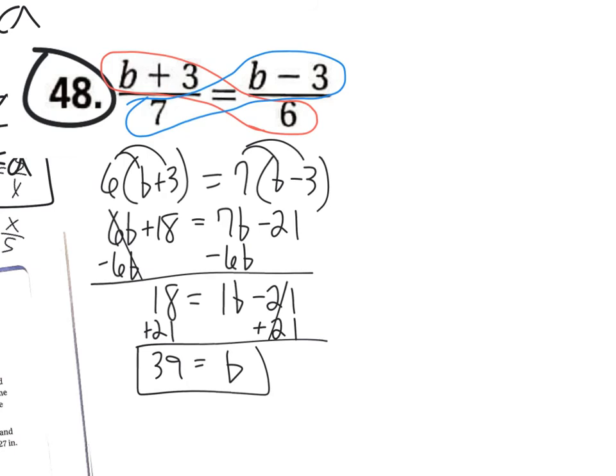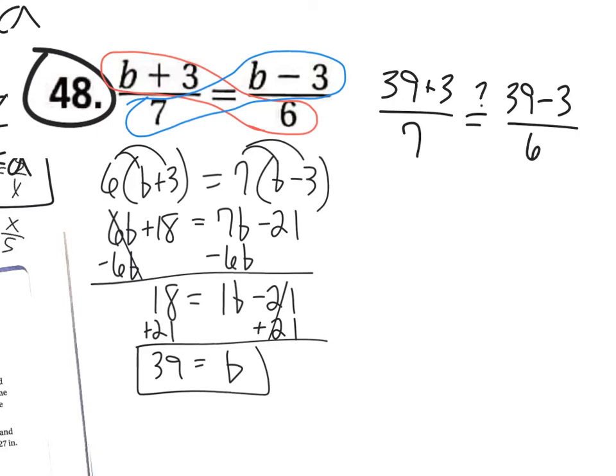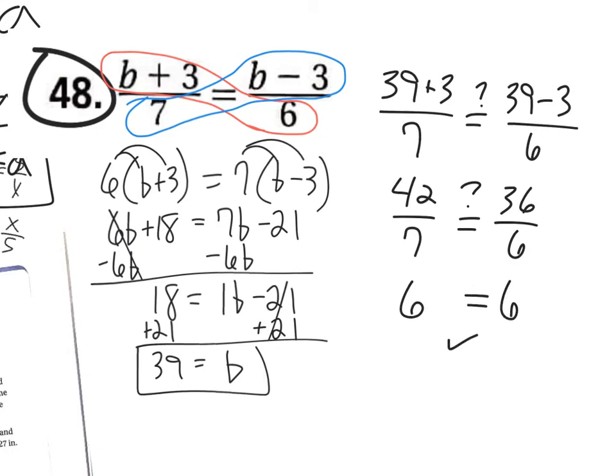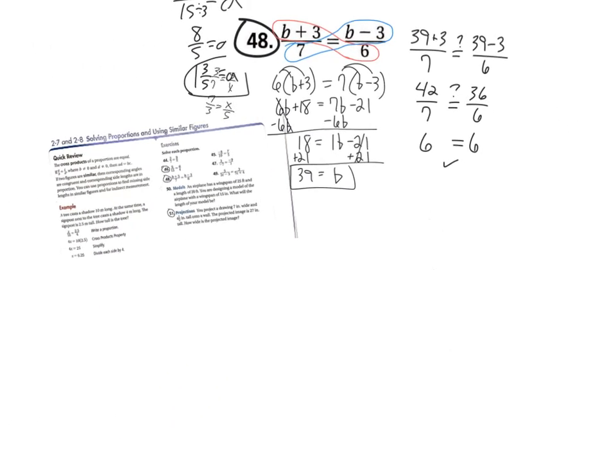Again, on these problems, if you have time, if you've got like an extra minute or something, you can substitute that back into the original problem and see if it works. So if we do this, 39 plus 3 is 42 over 7, and 36 over 6 on the other side. 42 divided by 7 is 6, 36 divided by 6 is 6, and those are equal, so we know we've got the right answer. So those are some examples with proportions.